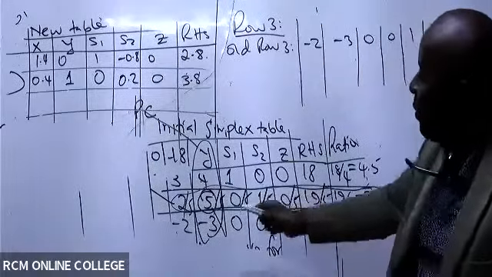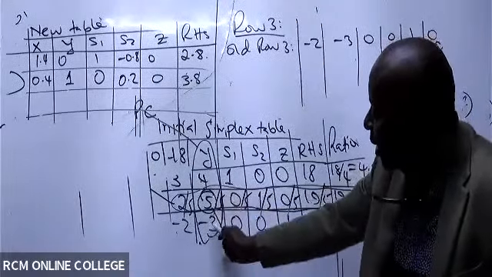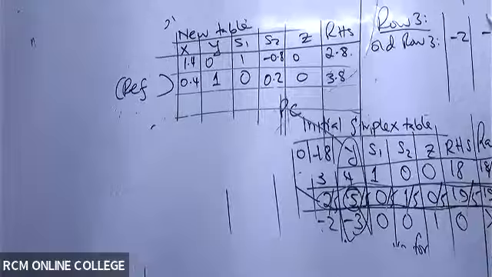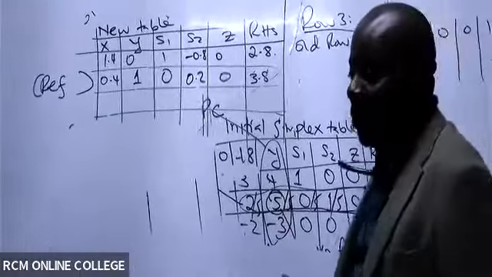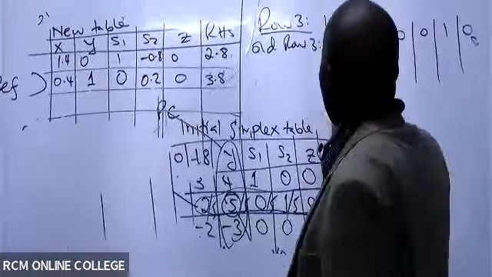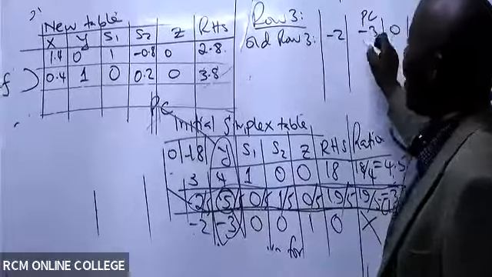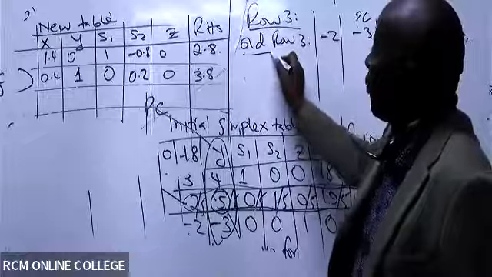So pivot column, you can see it is under this, minus 3. So this is where we have our pivot column. So then this pivot column number has to disappear. So I'll come and say minus for row reduction.